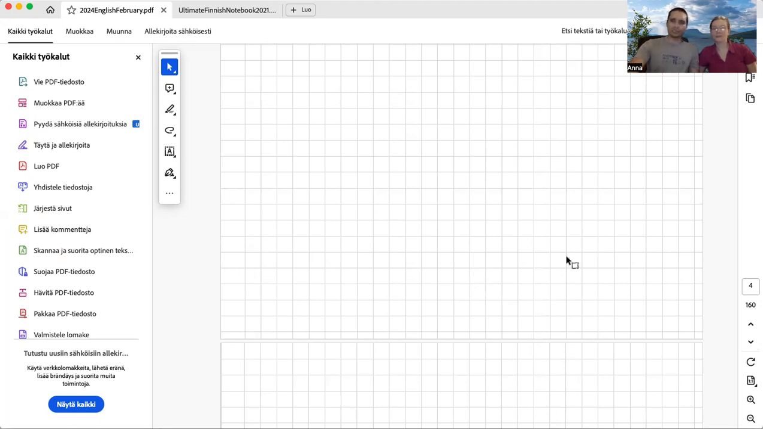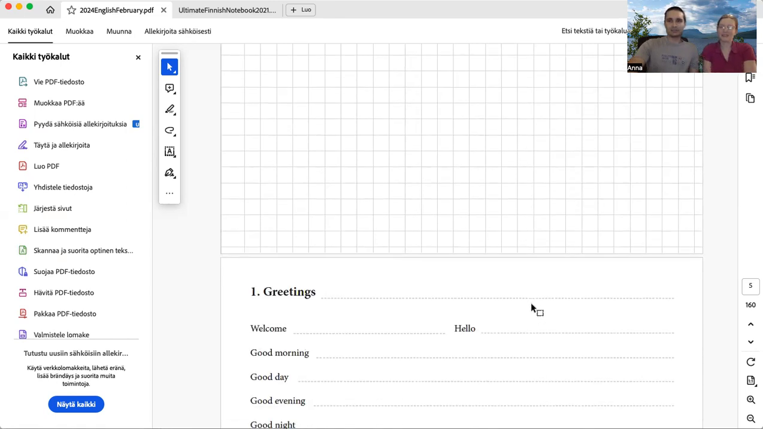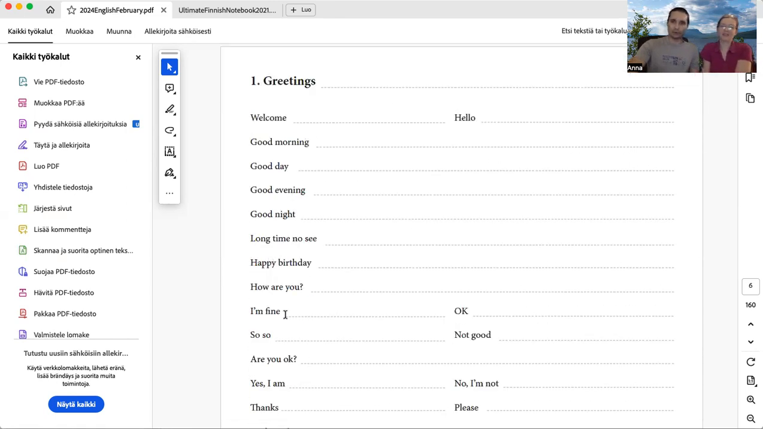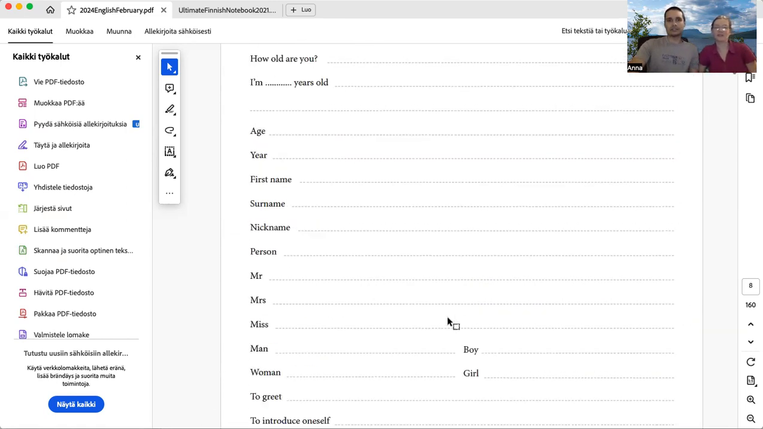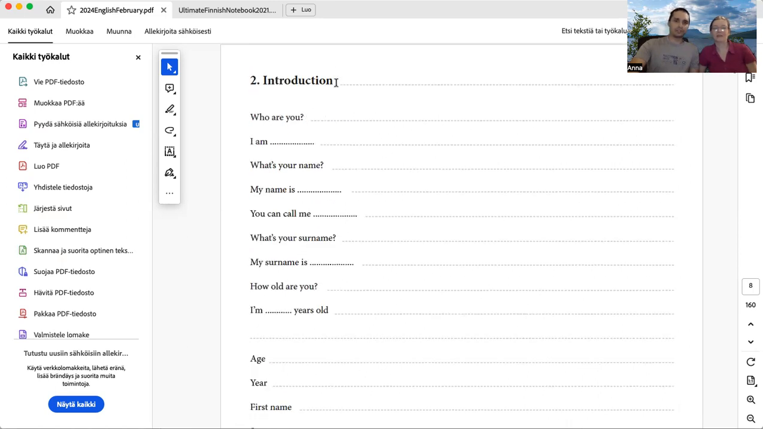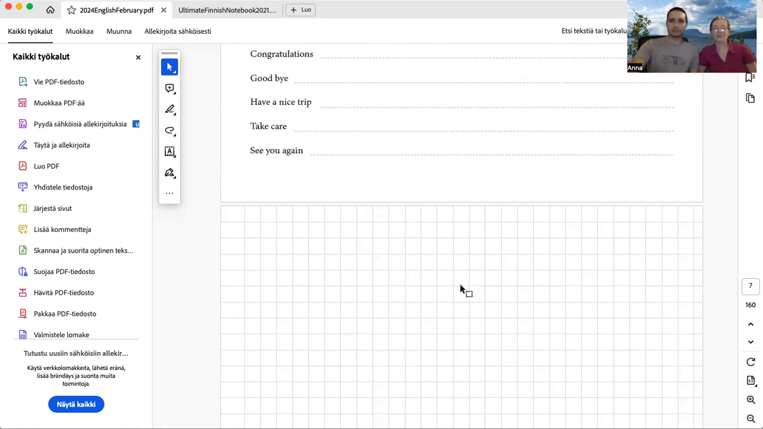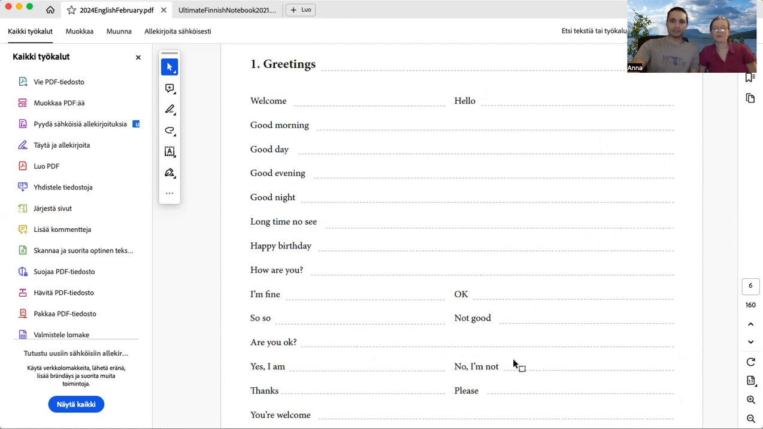So I would say that this empty spread is probably more useful in languages where you use a different script, like Arabic or Inuktitut or Hindi. But next time we will go through all of these, and then you can see the introduction, and like this we will go through 68 topics.